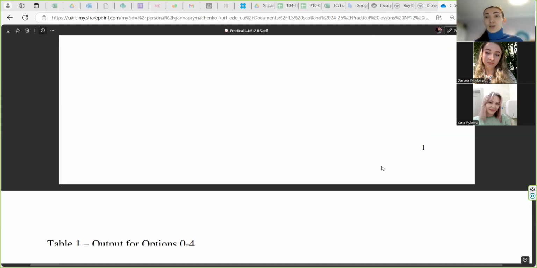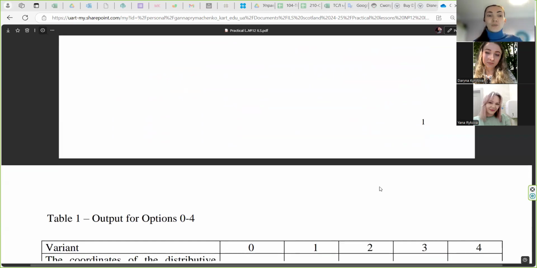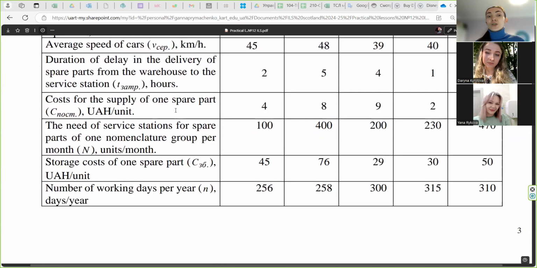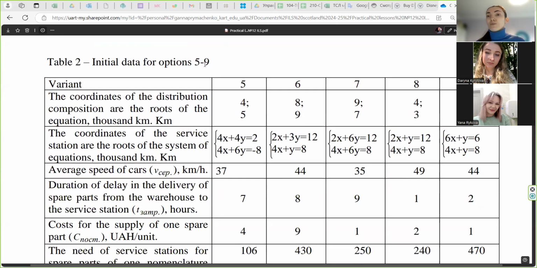I show our tables with the information by variant. It is first table 1. It is for variants from 0 to 4. And table 2 contains the same information, now I show it, but for variants from 5 to 9. So we now use these two different tables for our calculations.